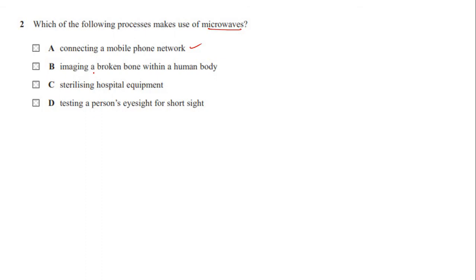Option B, imaging a broken bone. Of course we use x-rays. For sterilizing we use ultraviolet, and for testing a person's eyesight we use infrared. So the use of microwaves is in the mobile phone. So the option is A.